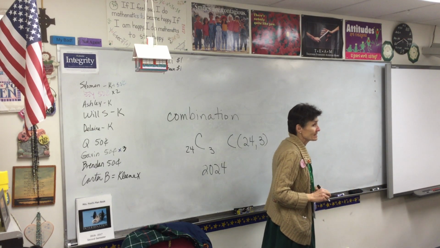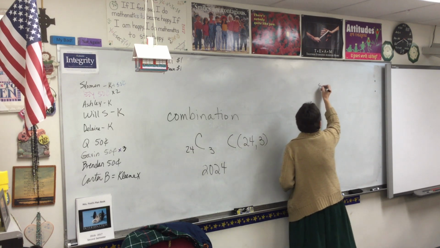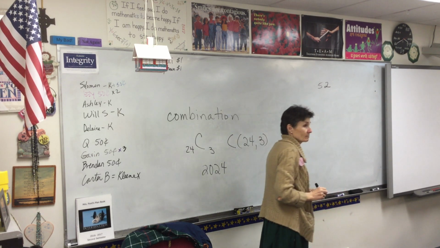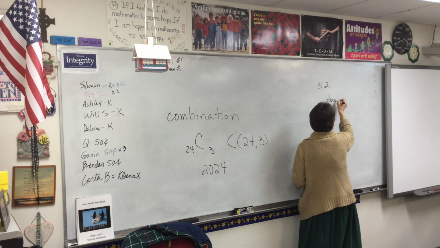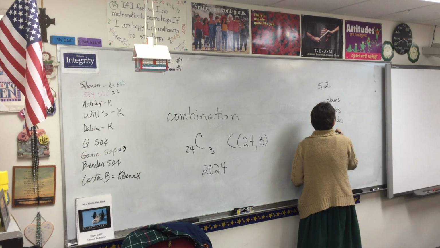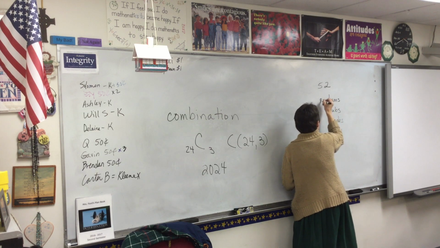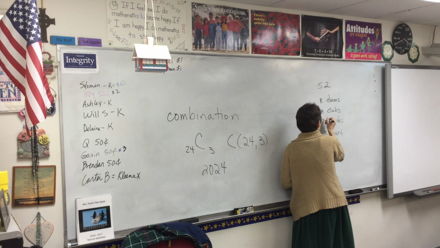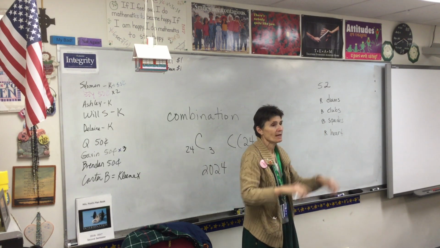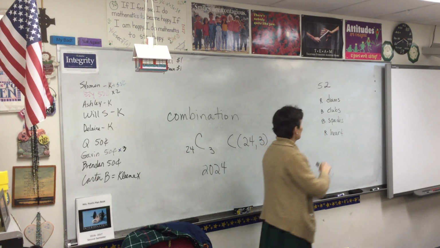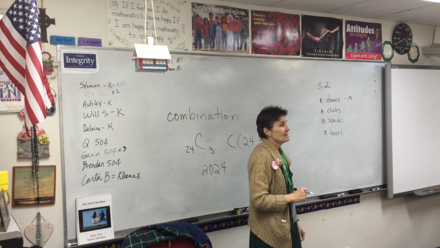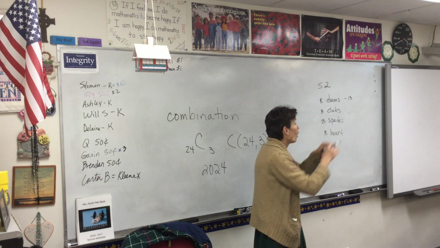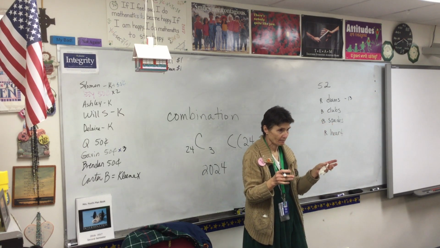So how many cards are in a standard deck? 52. How are they divided up? 4 suits. We have what are called suits, and they are diamonds, clubs, spades, and hearts. This one's red, this one's red, and these are black. So half the deck is red, half the deck is black, and there's 13 of each of these, because 52 altogether.